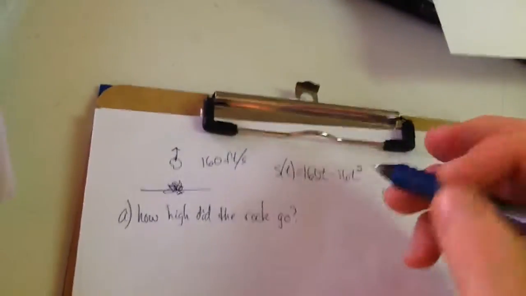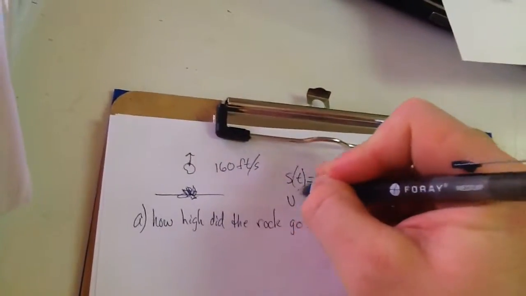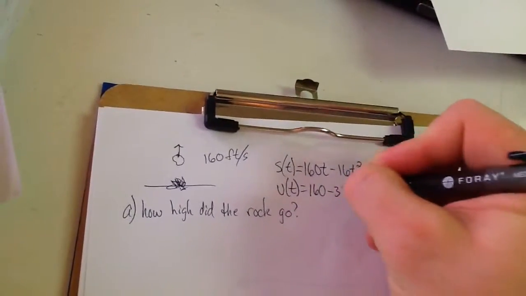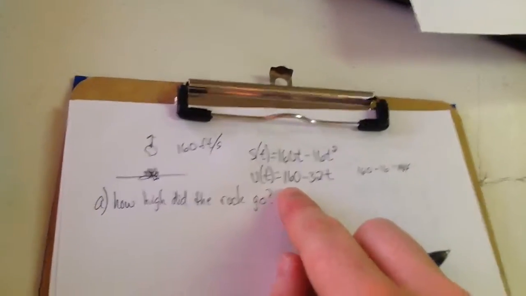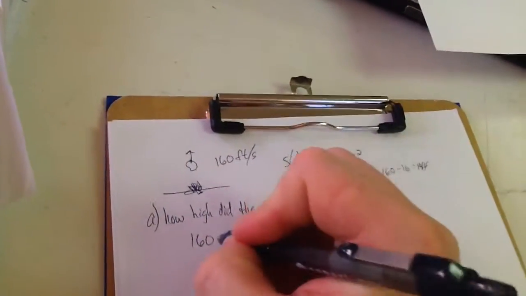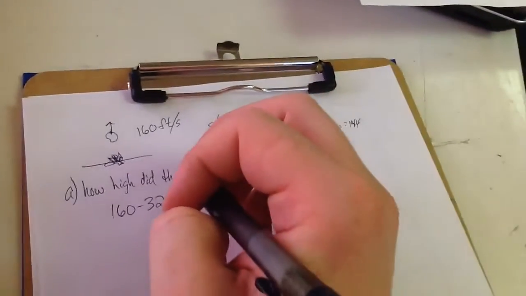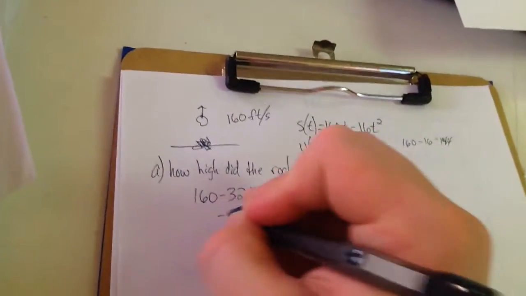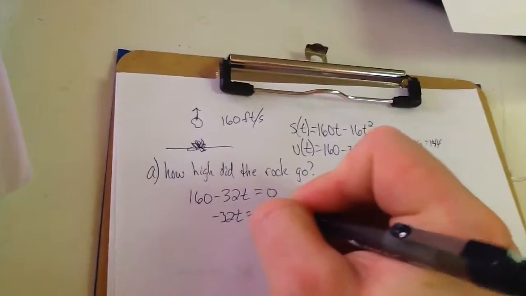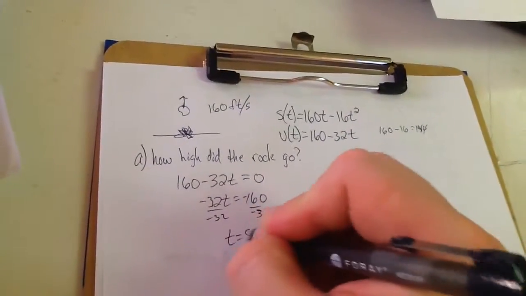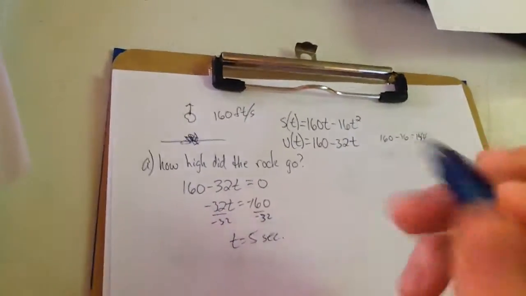So we need a velocity function. That's just the derivative of position. So v of t, taking the derivative, is 160 minus 2 times 16, which is 32t. There's my velocity function. Well, we want to know when the velocity is equal to 0, so 160 minus 32t equals 0. Set it equal to 0, solve for t. So you subtract 160, divide by negative 32, and I think that's 5. So that tells us after 5 seconds the velocity will be equal to 0.